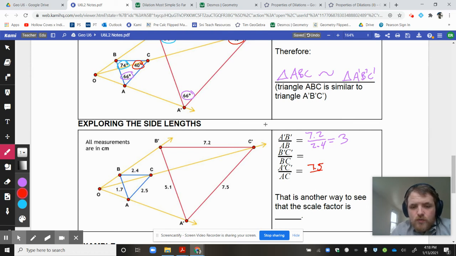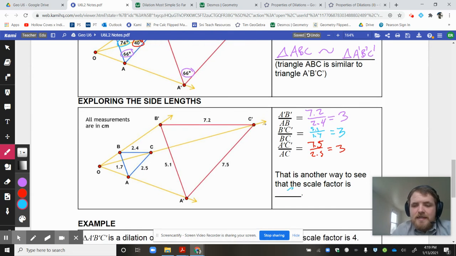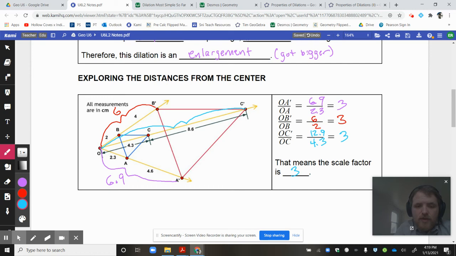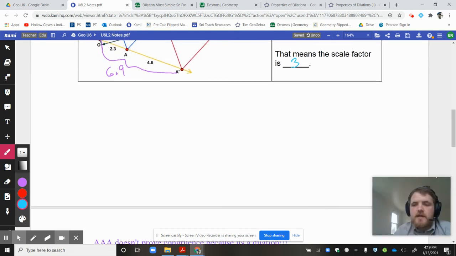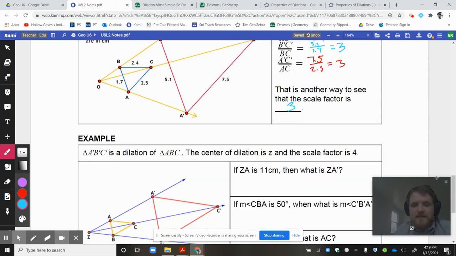7.5 over 2.5. What do you know? That also gives me a 3. We're trying to be consistent, remember? And then 5.1 divided by 1.7, and that also gives me a 3. So this is the second way to see the scale factor, is that those sides get tripled. Remember, the sides are tripled, and these distances through that center of dilation are also tripled. So two different things get blown up, but the angles stay the same.